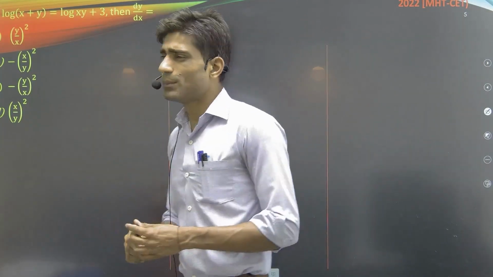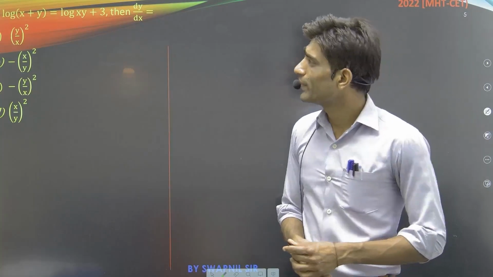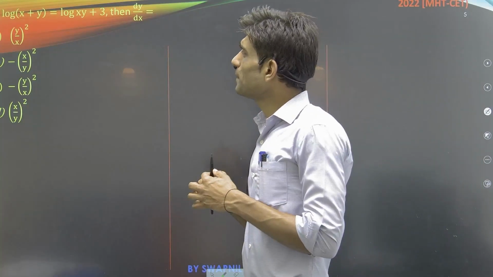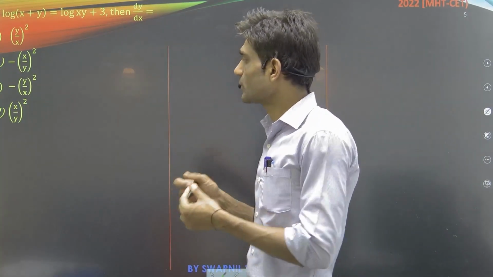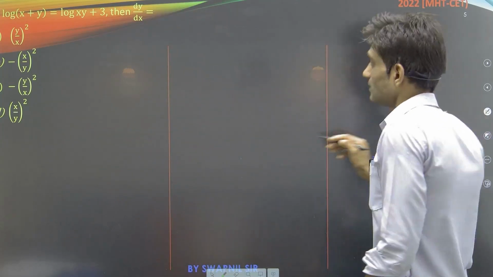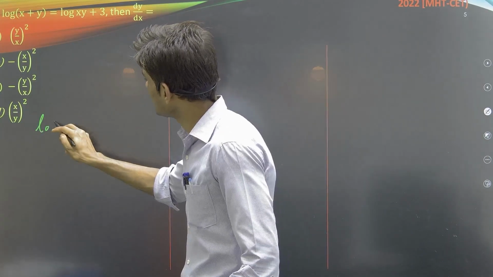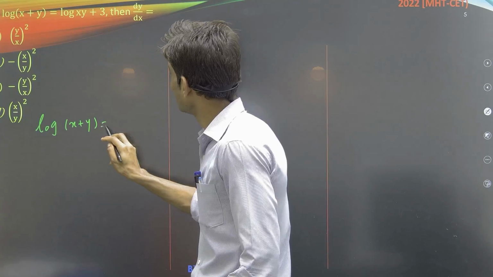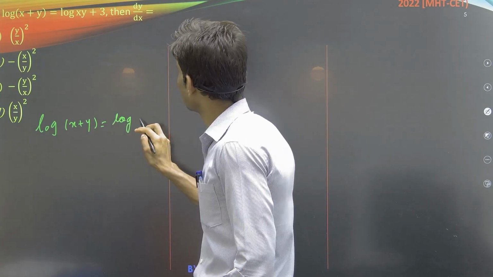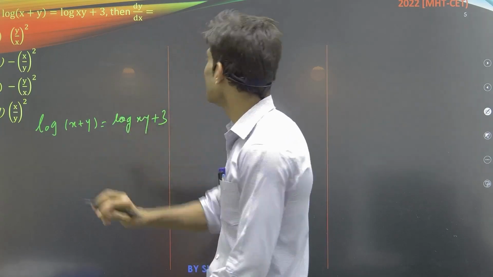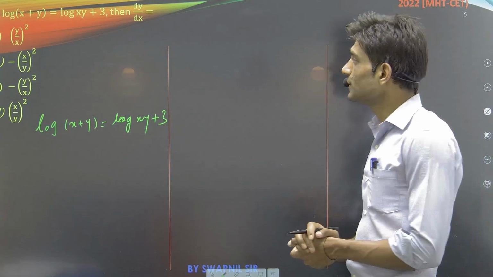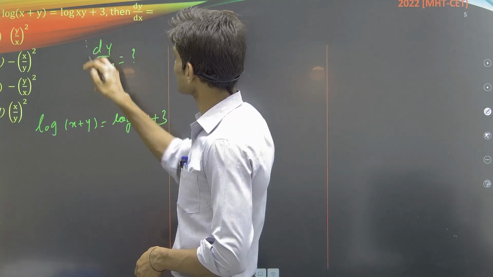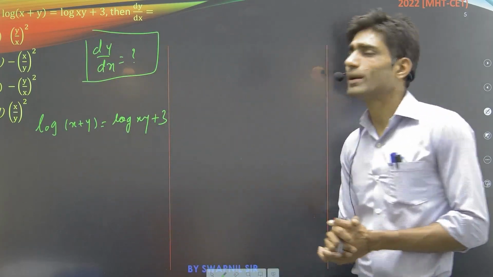In our next example, we have the given function log of x plus y, which is equal to log of xy plus 3. This is our given function, and then we want the value of dy by dx. This is the solution we want here, dy by dx.